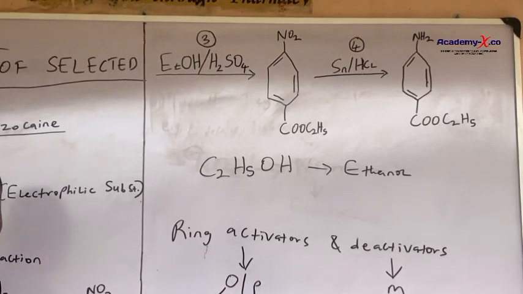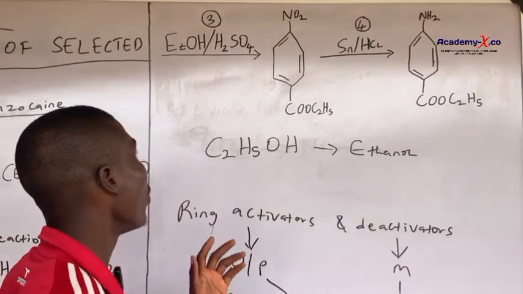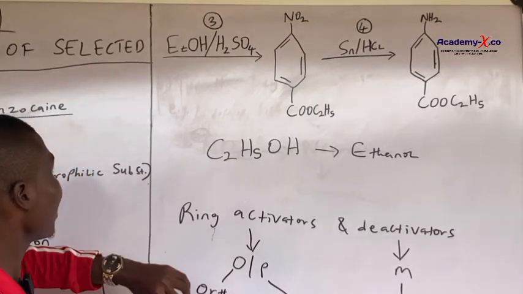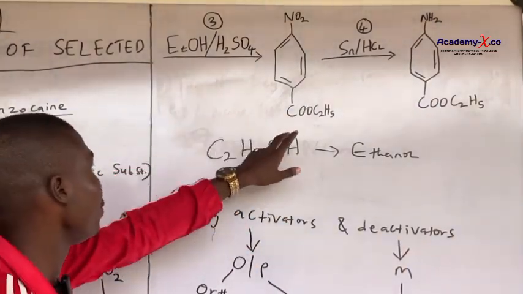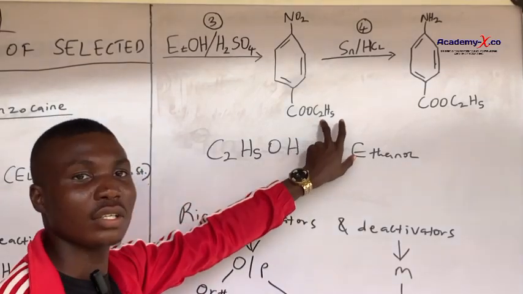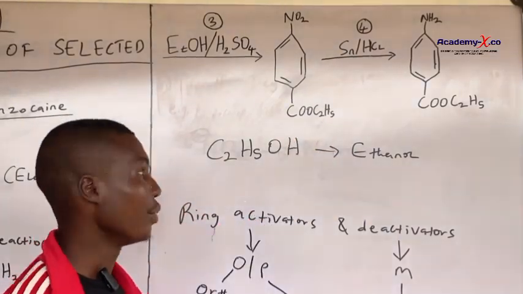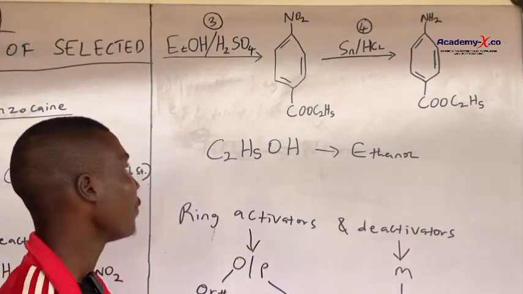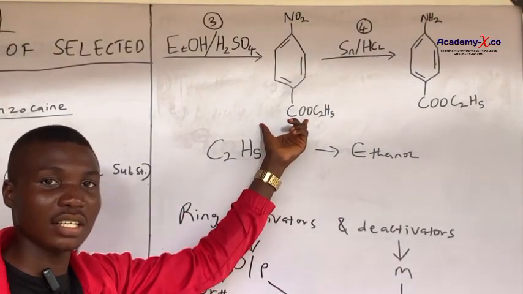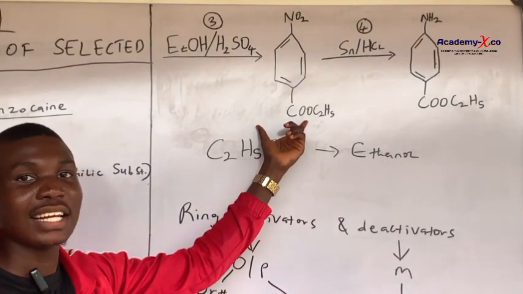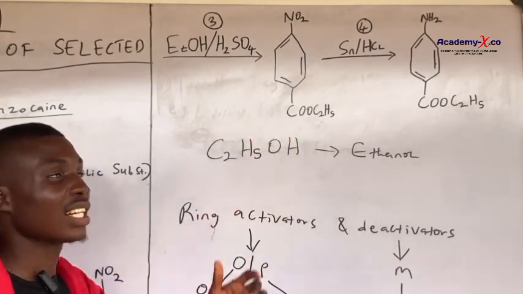It's actually very interesting, but for the purpose of this video, we're not going to be looking at that aspect. So basically, the C2H5, that's the ethyl group from the ethanol, is being added to the carboxylic acid group. So when you have an alcohol reacting with an acid, what you most likely have is an ester.